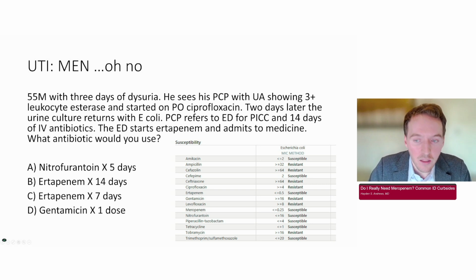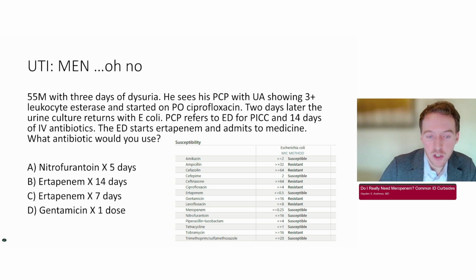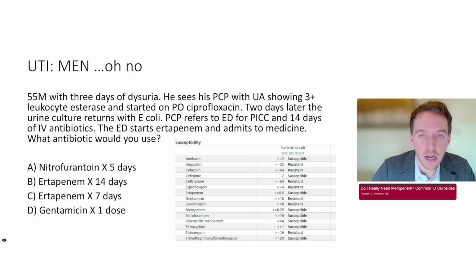2 days later, the urine culture returns, and the PCP gets very nervous and refers the patient to the emergency room to get a PICC line placed and 14 days of IV antibiotics. And this is not an uncommon situation we see. So the ED starts meropenem and admits him to your service. So what antibiotic would you use? Would you use nitrofurantoin for 5 days? Would you use ertapenem for 14 days? Would you do ertapenem for 7 days? Would you use gentamicin times 1 dose?